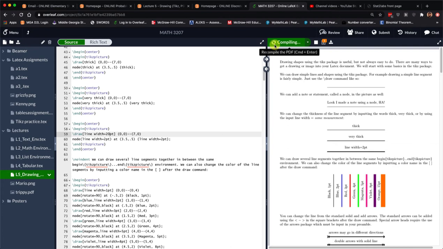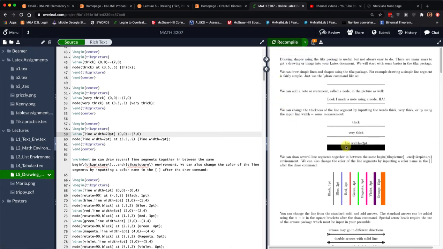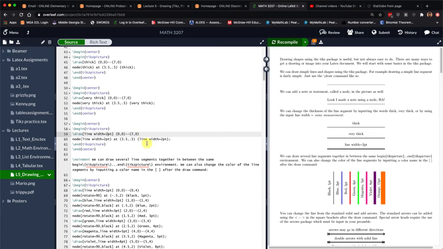Let's see what it does when I recompile. Drawings like this take a little longer to compile, but it made it a lot thicker. So you have a lot more options here with how thick your lines are when you use the line width command. And most of the drawing commands or types of commands in TikZ or PGFplots will let you use this line width command to tell how thick you want things to be.